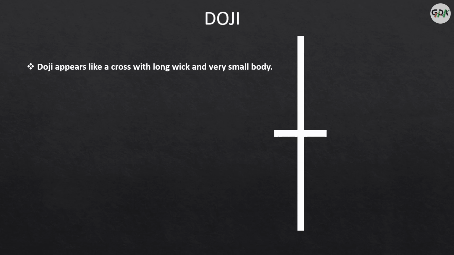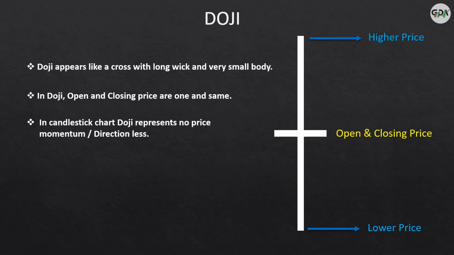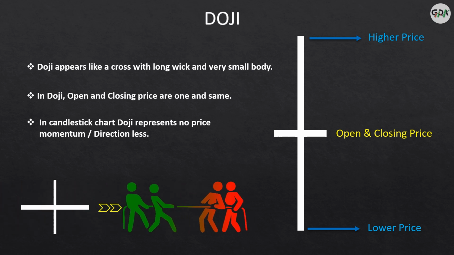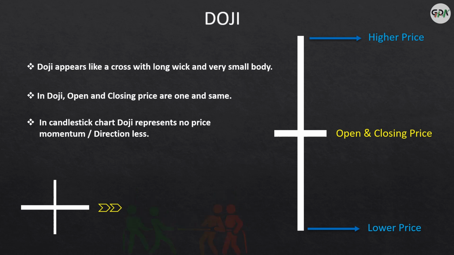Doji. Doji appears like a cross with long wick and very small body. In doji, open and closing prices are one and the same. In candlestick chart, doji represents no price momentum, or directionless. Doji means that bulls or buyers and bears or sellers are well matched and none of them are stronger than the other. Therefore, doji means indecision. Hence, after a doji, the trend can be continued, reversed, or start moving sideways.